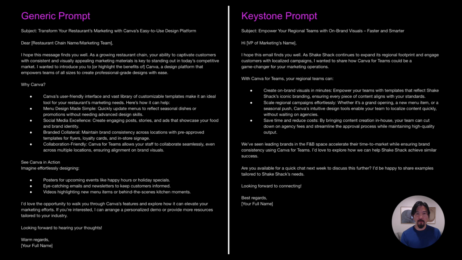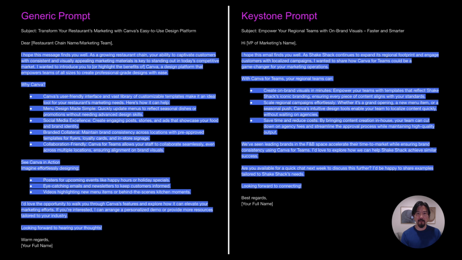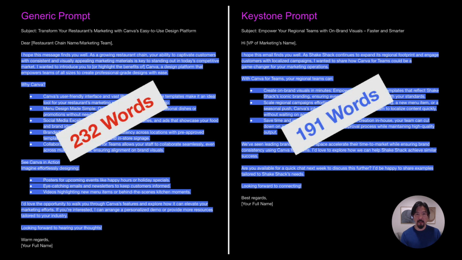Without even reading through the response, something is jumping out at me. If I just compare the body of the two emails, I can immediately see the generic prompt generated a longer email. In fact, it's 232 words compared to 191 words for the keystone prompt. By providing more context, AI can actually hone in and simplify the messaging to the most relevant point.